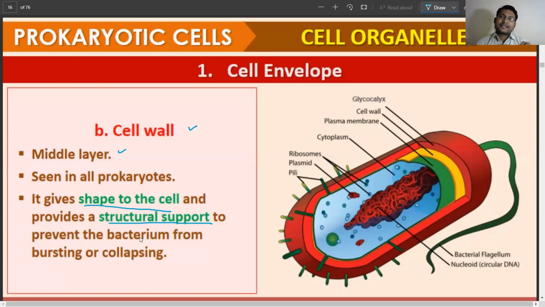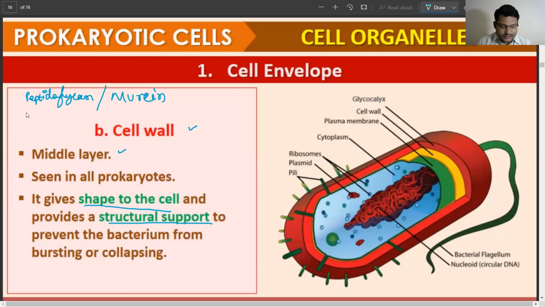The bacteria is actually exposed to various kinds of solution. It can be hypotonic, it can be hypertonic, and in that situation the cell can shrink or the cell can actually swell up and burst. So to prevent the cell from undergoing these processes, the cells are present with the cell wall. Now in this case, the cell wall is actually made up of polysaccharides, and to be precise, it is called the peptidoglycan. Okay, peptidoglycan. It is also known as murein.